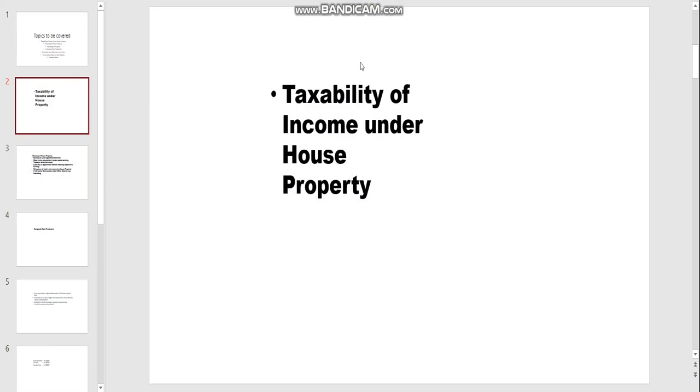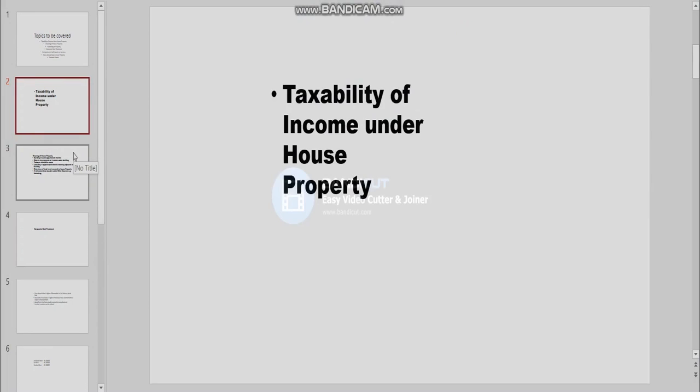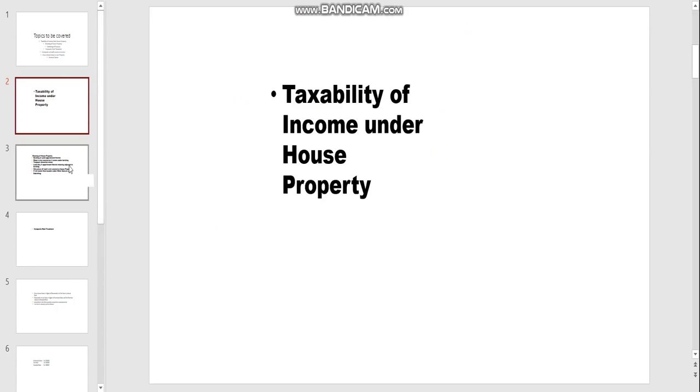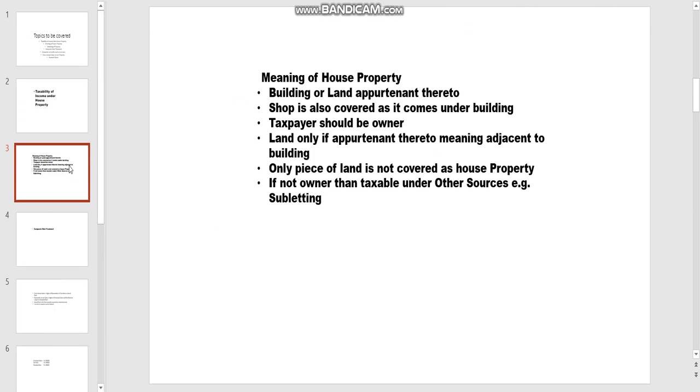So first we need to understand the meaning of house property, how it is defined under the Income Tax Act. It says building or land appurtenant thereto. So it covers any type of building, that is flat or shop, because building also includes shop. So shop is also covered as house property for the sake of this chapter. Or land appurtenant thereto. Land appurtenant thereto means that land which is adjacent to the building or the shop.